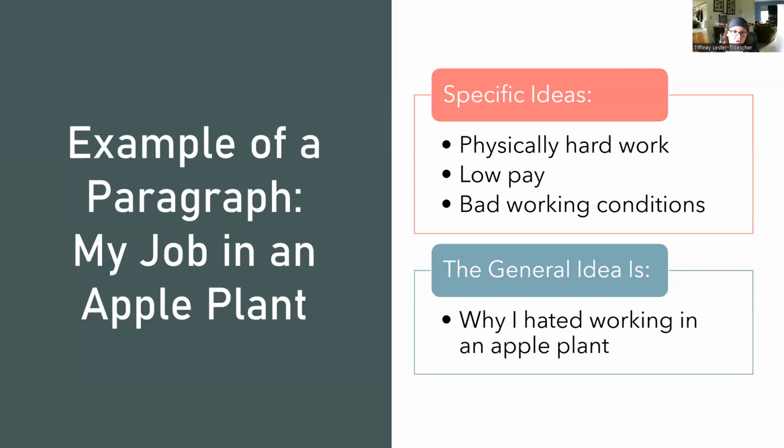If this were on our homework assignment, like the previous slides, these would be the specific ideas that were listed. Physically hard work, low pay, bad working conditions. The general idea of the paragraph is why I hated working in an apple plant. So you've kind of seen how it's going to look on the assignment, and then how those lists of specific ideas and the general idea kind of translate into paragraph form, right?